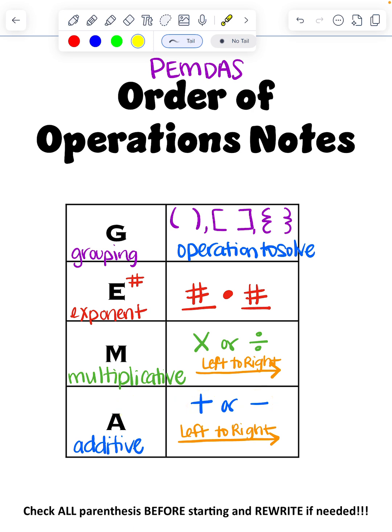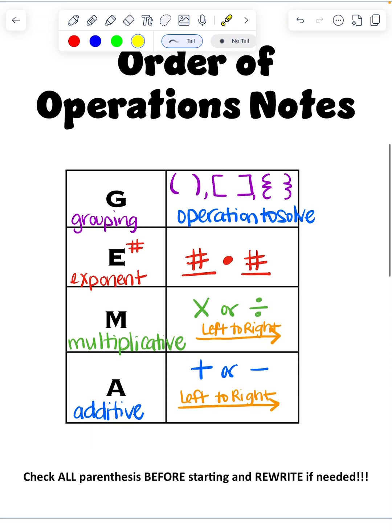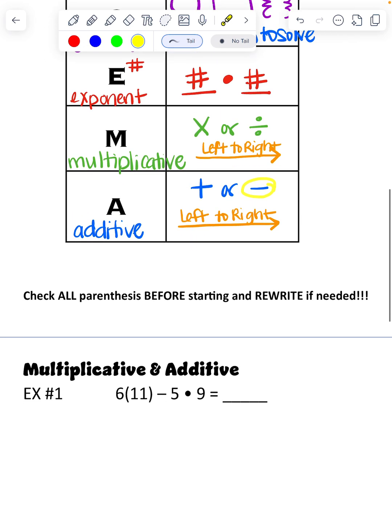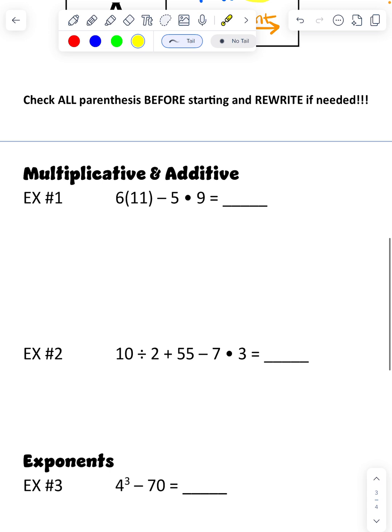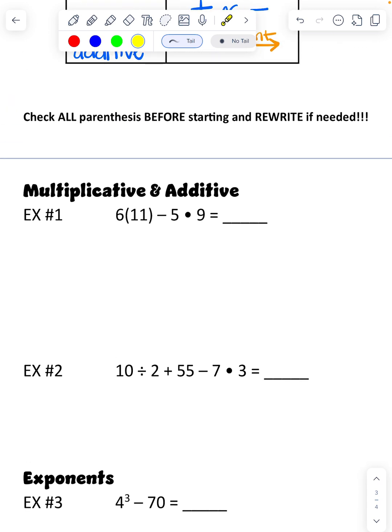So let's practice. The next thing we need to remember is that we are going to check all parentheses before starting. We want to make sure that a parentheses really is a grouping and not just a multiplication symbol or a negative symbol. You'll see what I mean when we practice. If you go to your next page, we're going to do these top two examples. So we have 6 parentheses 11 minus 5 times 9.